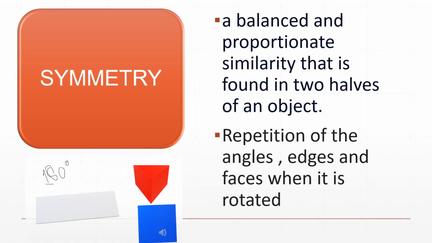So symmetry, as you know, is the repetition of the angles, edges and faces when it is rotated. Some objects give symmetry at 360 degrees, some give it at 180 as the rectangle does. Now the triangle could also be said to give symmetry at other angles, but we still need one exact value. So we'll say that it gives symmetry at 360 and the cube gives it at 90 degrees. So that's the symmetry.